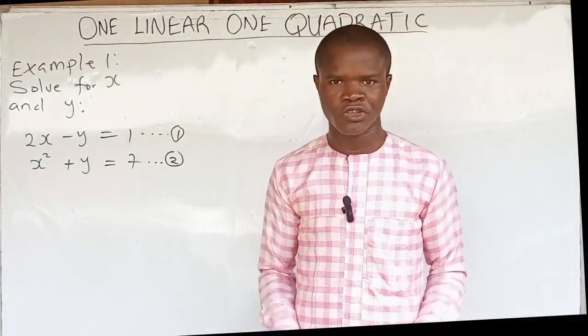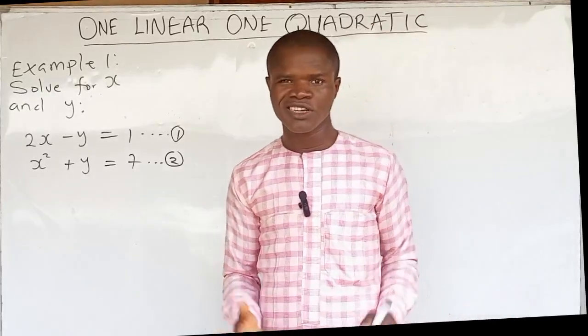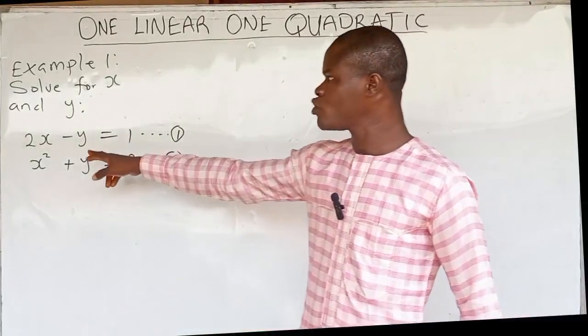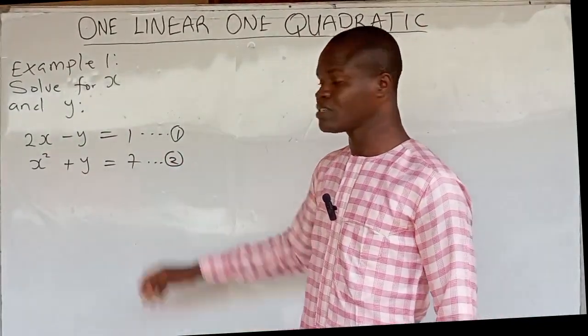So today in this video, I want to show you how to solve one linear, one quadratic kind of simultaneous equations. We're going to be taking two examples to illustrate this topic very well. So this is example 1. We are given 2x minus y equals 1 and x squared plus y equals 7.